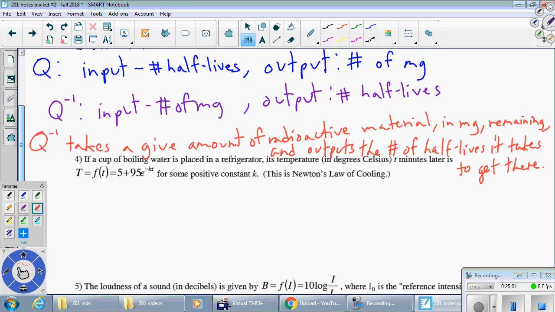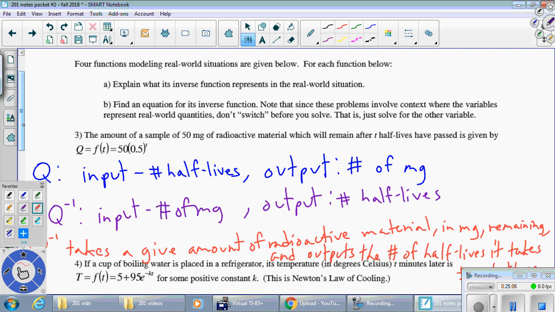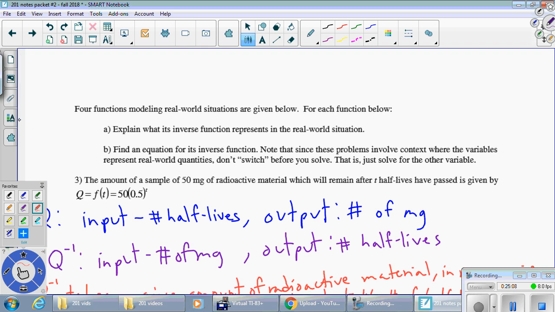But what I am going to do in this video for all the ones on this page is part B, which is to find the equation of the inverse function. Now there is a hint here that says that, or a suggestion that says that because these variables represent real world quantities, we're actually not going to do the step where we swap the x and the y.